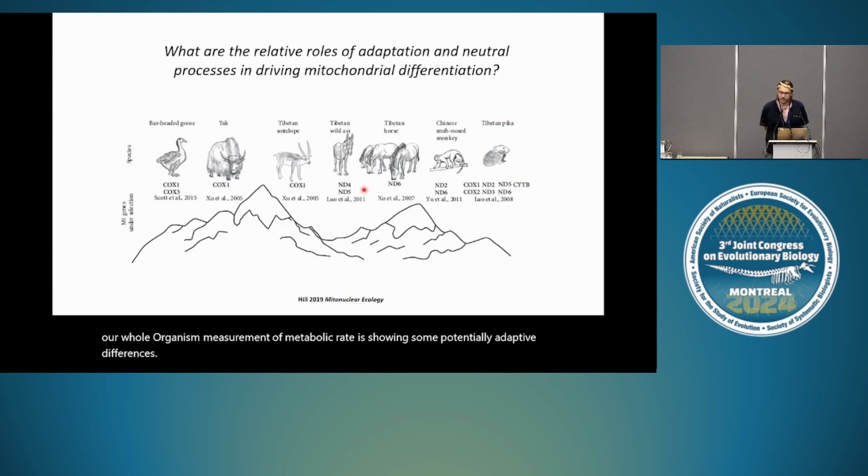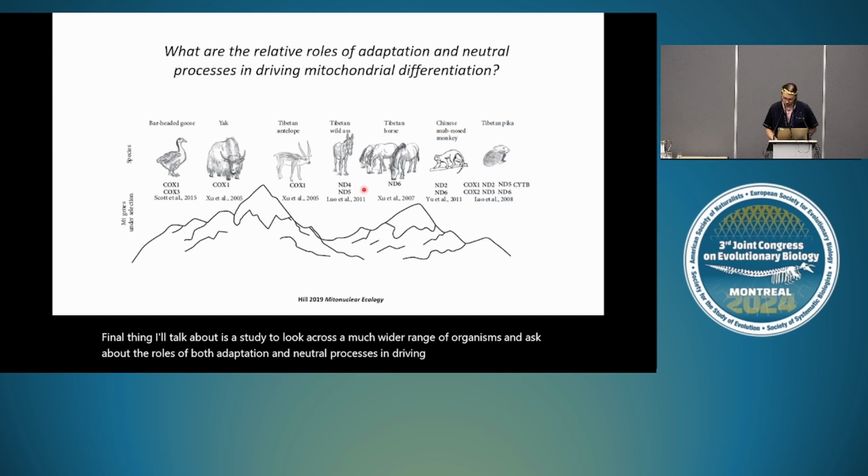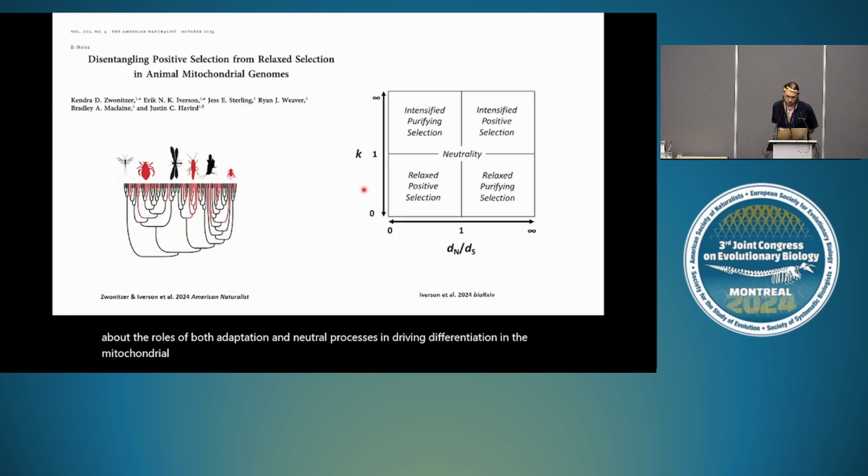Final thing I'll talk about is a study to look across a much wider range of organisms and ask about the roles of both adaptation and neutral processes in driving differentiation in the mitochondrial genome. And so we're looking at mitochondrial genomes from about 150 different high elevation species and their low elevation relatives in this phylogenetic context where we want to know about both the dN/dS value and the K value, which is a measure of relaxed selection. And in this framework, if you measure dN/dS and K, you can get a good sense of what kind of selection is going on.